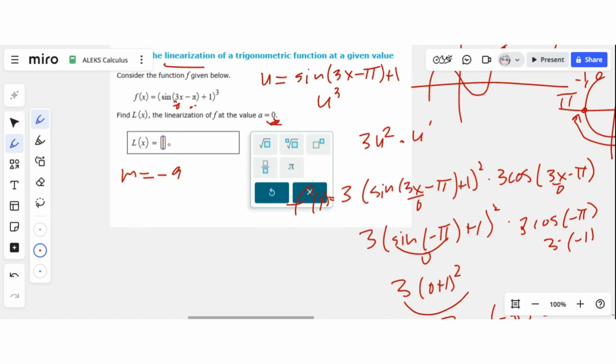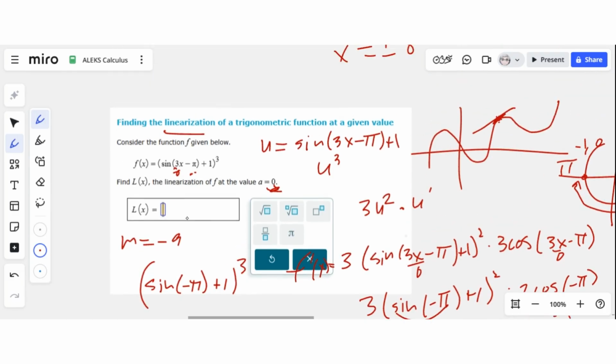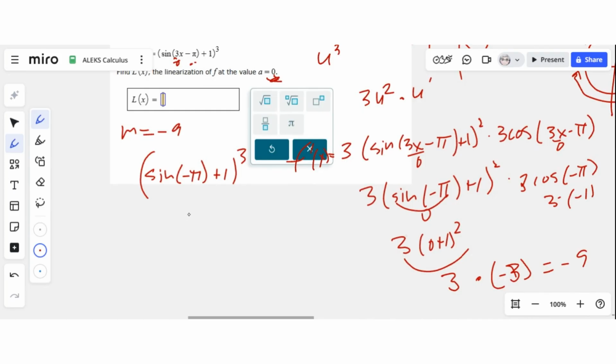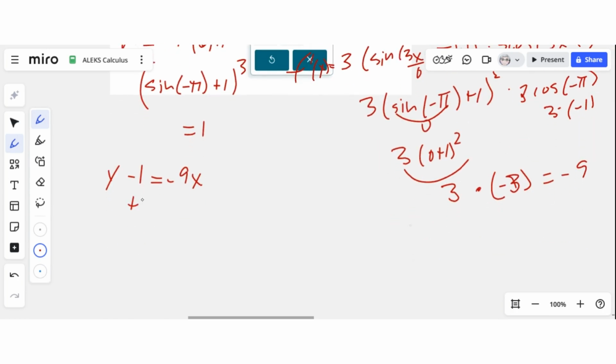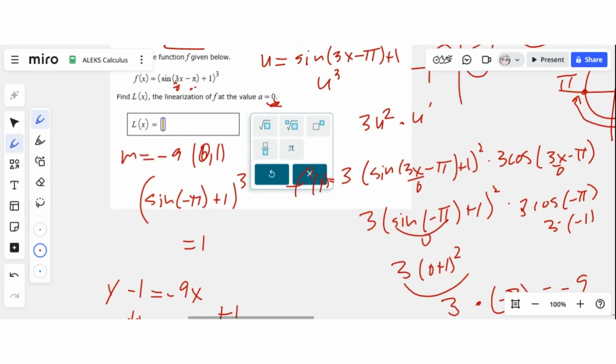Again, this part is 0. So I get the sine of negative pi plus 1, and we get that quantity cubed. Well, the sine of negative pi is 0, so 1 cubed is 1. This just equals 1. So the point (0, 1) is on here. And if I put that into the point-slope form, I'm going to get y minus 1 equals negative 9x minus 0, but I don't need to put a minus 0 there. And we're going to add 1 to both sides, and I get y equals negative 9x plus 1. That is the equation for that tangent line, that linearization.